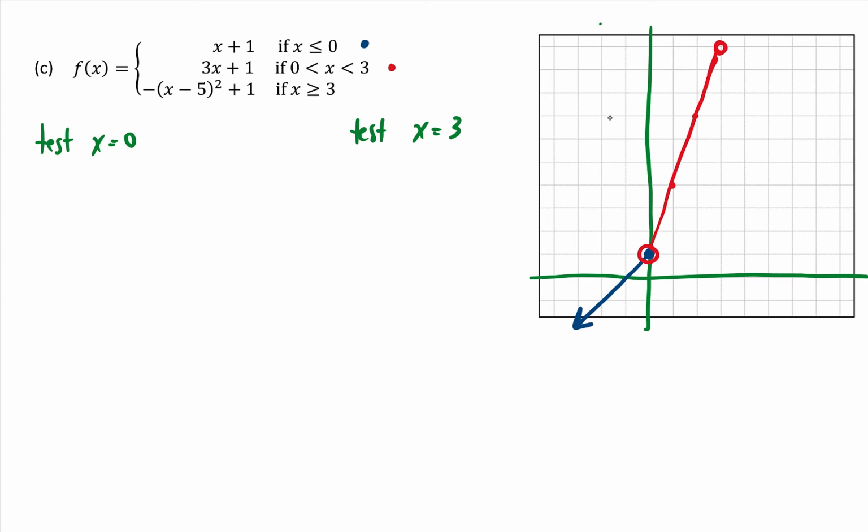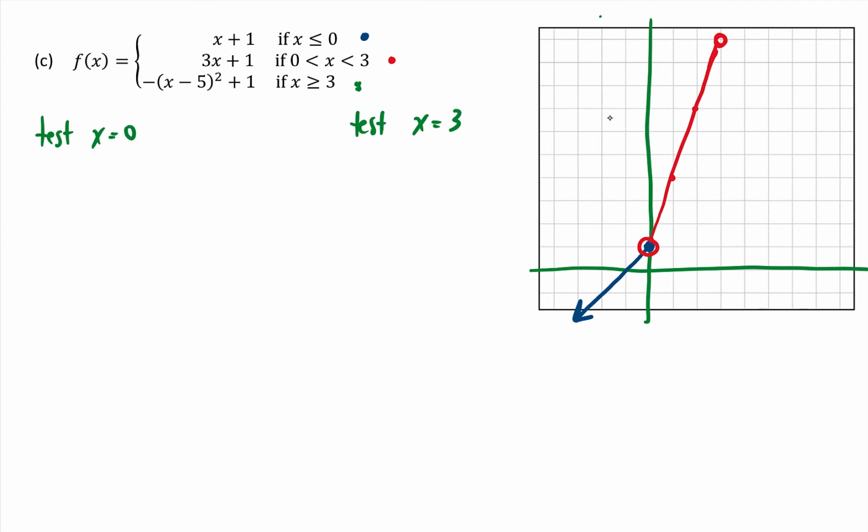And then finally, we have a quadratic function. Again, we're starting at 3. We sub 3 into the equation, we get negative 3. So 1, 2, 3. So somewhere down here, we have a closed dot. It has a vertex at 5 and 1, and this parabola opens downwards. So this one looks something like this. So this is the graph of the piecewise function.